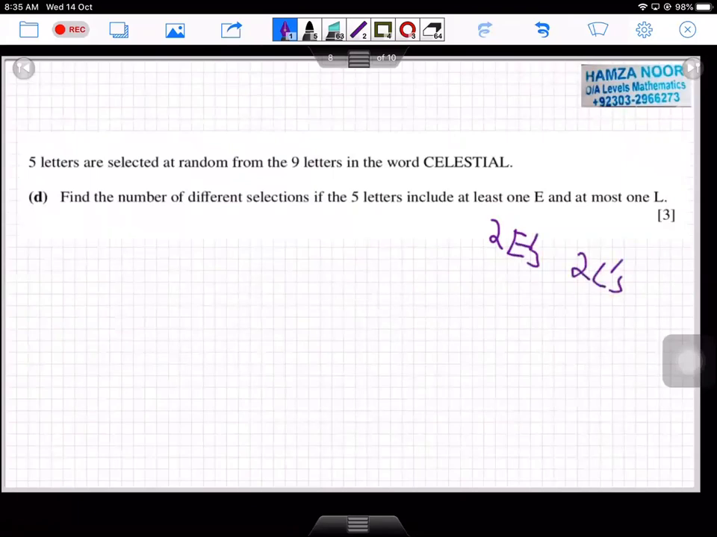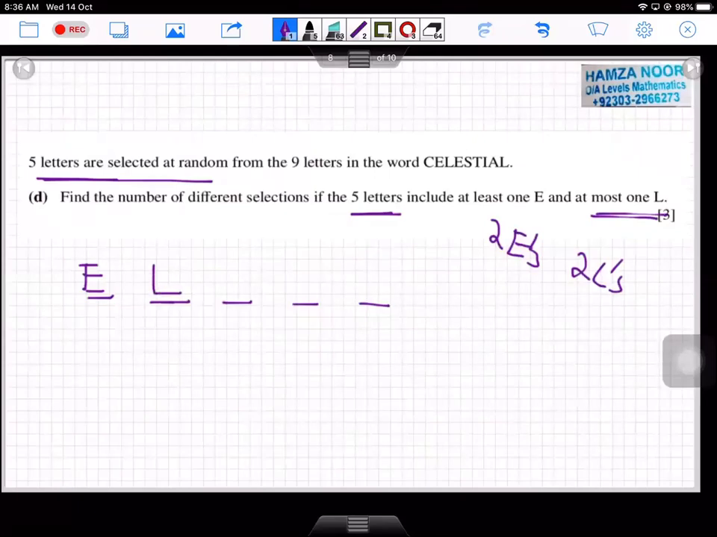Because 5 letters are selected at random from the 9 letters, you have 5 spaces to fill: 1, 2, 3, 4, 5. All right, at least one E. You need at least one E. Let's consider the first case, in which we have only one E, because I'm going to count the number of possible combinations. At least one E, and at most one L. Maximum you have two L's, so you need at most one L.